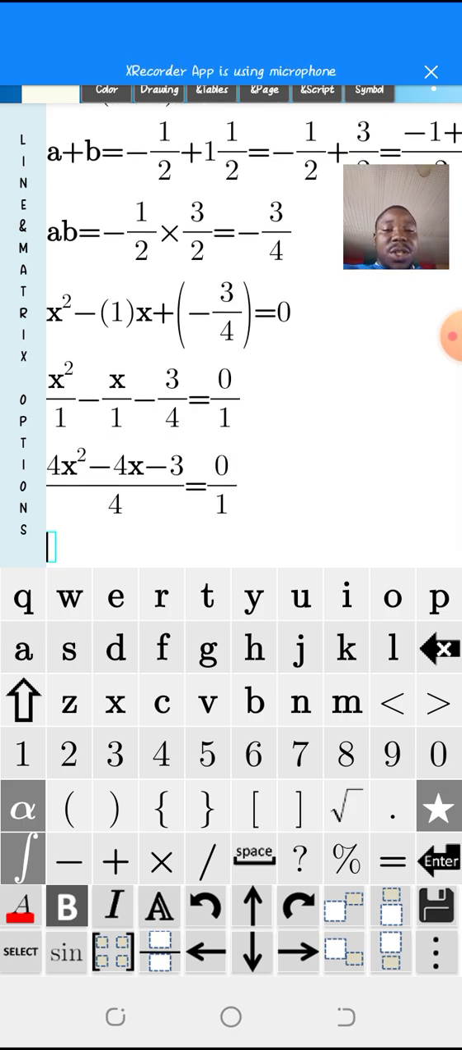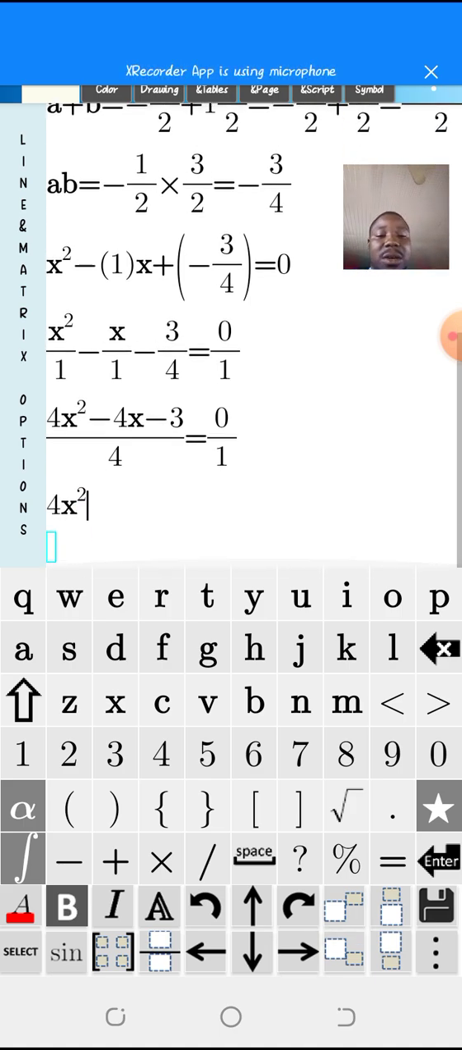Then from here you cross multiply. So 1 multiplied by 4x squared minus 4x minus 3 still gives us 4x squared minus 4x minus 3, which equals 4 times 0, giving us 0. So this becomes the quadratic equation that we are expected to derive from the given roots.